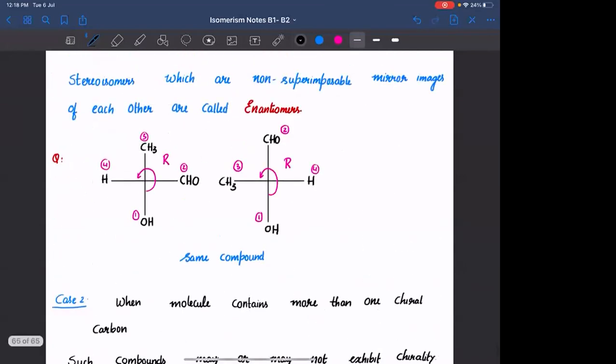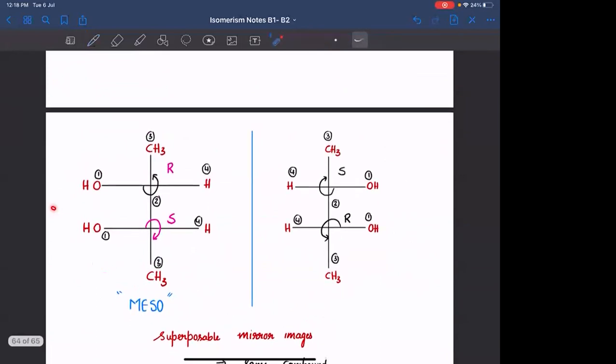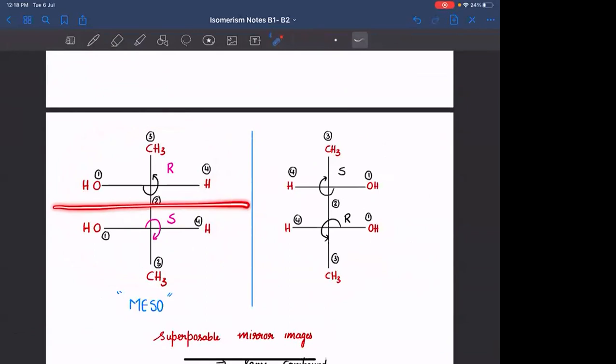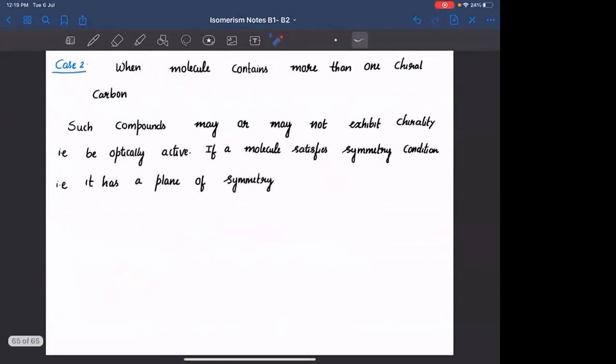What does that mean? If you take this particular example, does this molecule have a plane of symmetry? If you pass a plane about this plane, the molecule is symmetrical. The part above and the part below both represent the same, or both are alike. So this particular molecule is said to have a plane of symmetry. Okay, if a molecule satisfies the symmetry condition, that is, it has a plane of symmetry, or we will be exploring this particular symmetry later, or a center of symmetry.